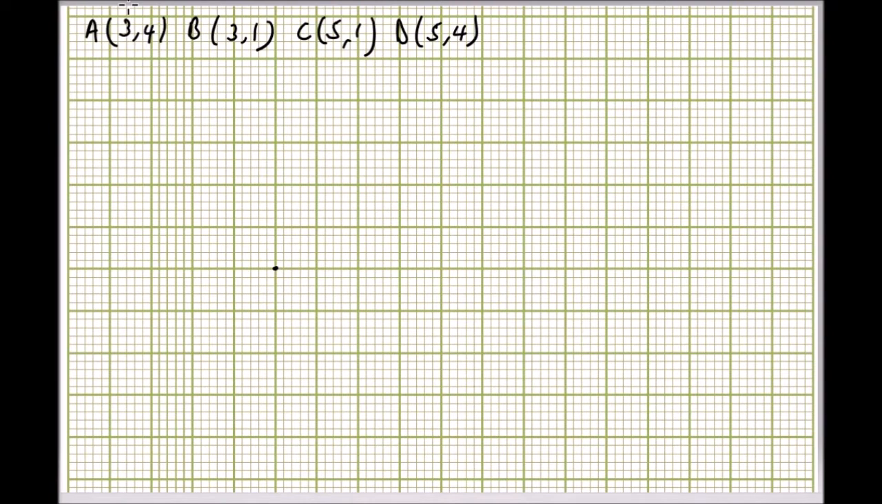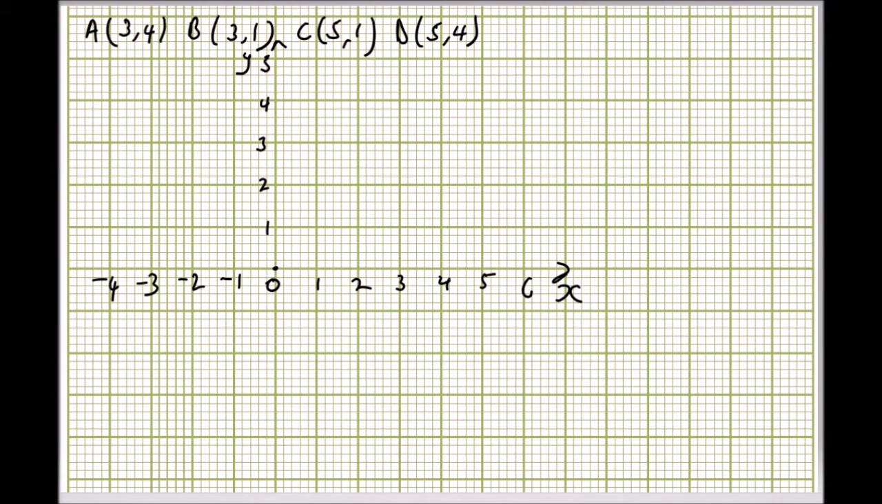So we start here, that's the origin. We have 1, 2, 3, 4, 5, so that is our y-axis. Then on the x-axis we have 1, 2, 3, 4, 5, 6. We can say that is our x-axis. We have -1, -2, -3, -4.